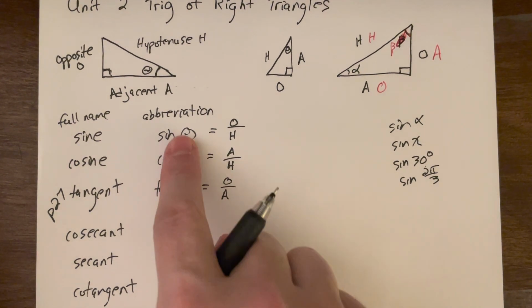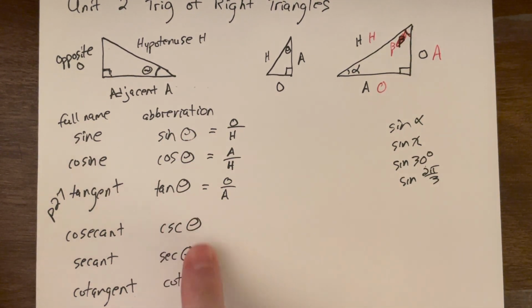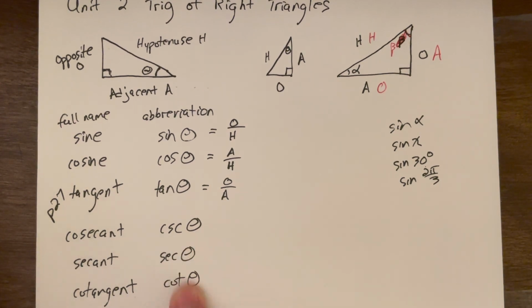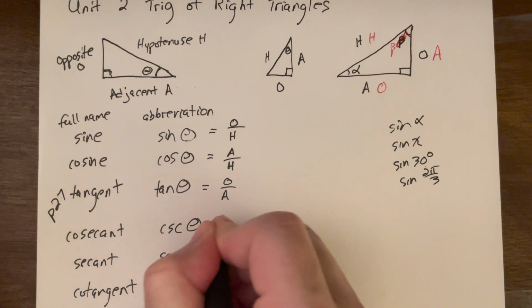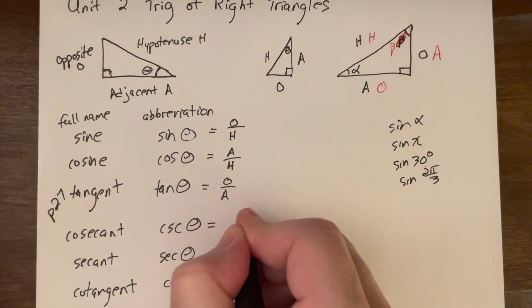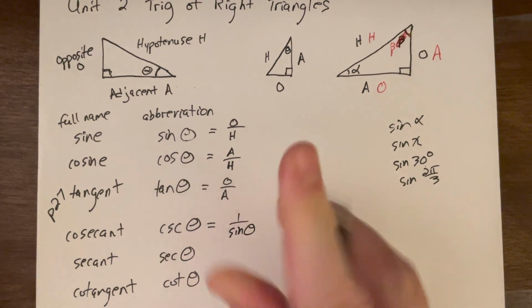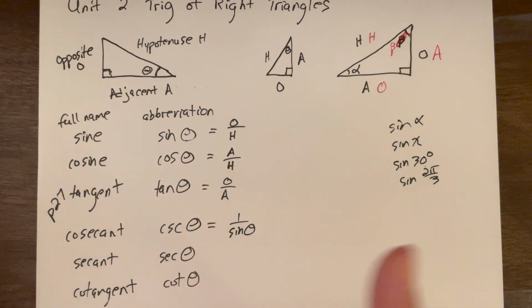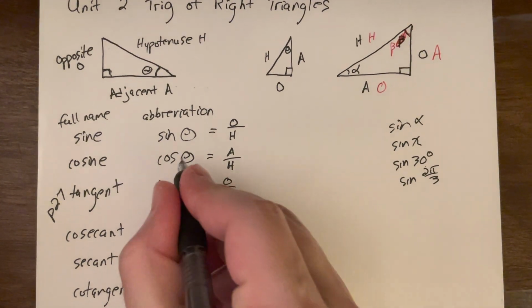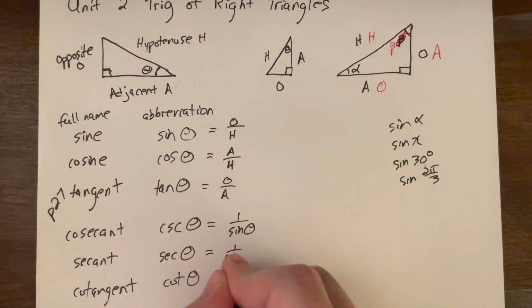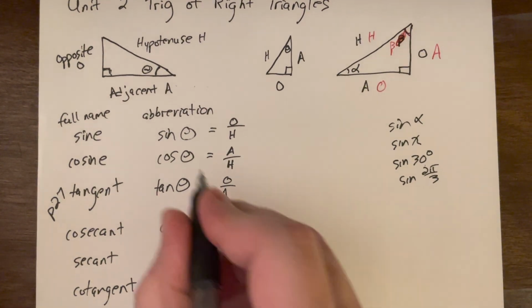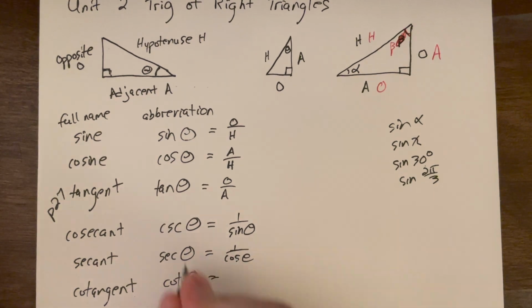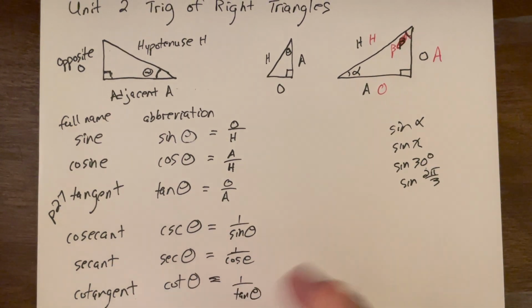I initially started off saying these are three primary trig functions. These are technically the reciprocal trig functions. And they're the reciprocal because cosecant is the reciprocal of sine. 1 over sine gives you cosecant. Secant is the reciprocal of cosine. 1 over cosine gives you secant. And cotangent is the reciprocal of tangent.